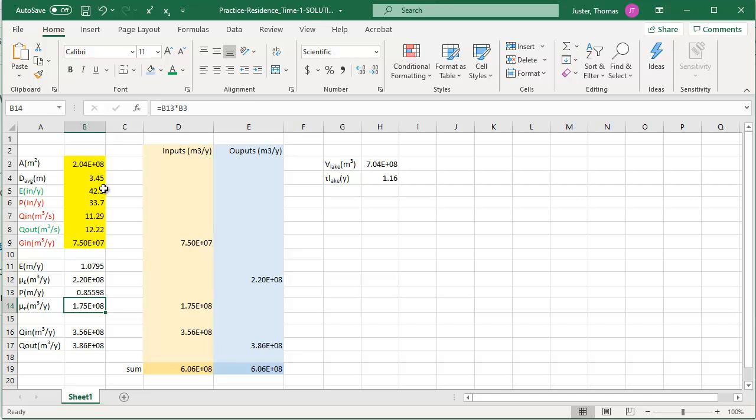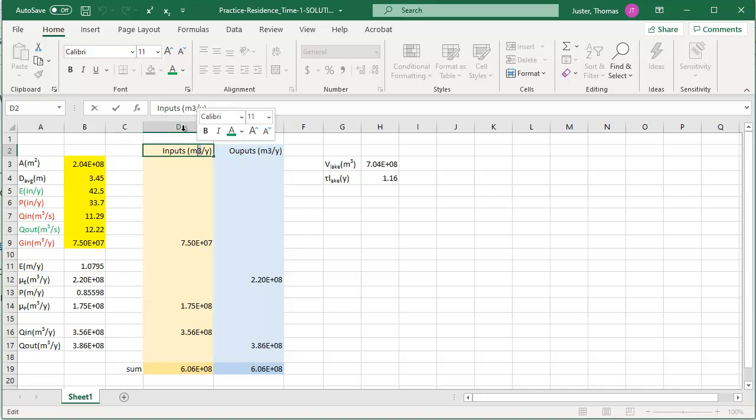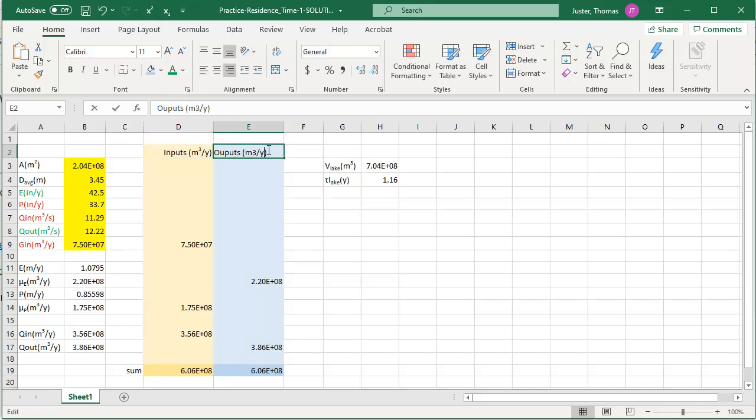All right, so now at least all our terms are in volume per year. Groundwater is already given in meters cubed per year. What I'm going to do in these columns in D and E, the one in yellow and blue, is keep track of all my inputs and outputs. When they're in meters cubed per year, I just can't enter them until I've converted them into meters cubed per year.